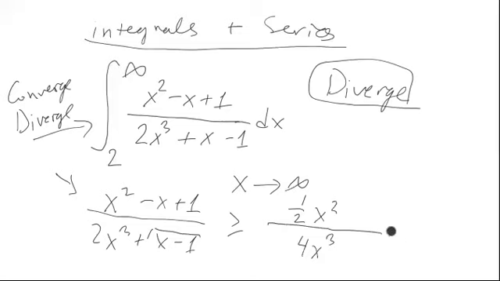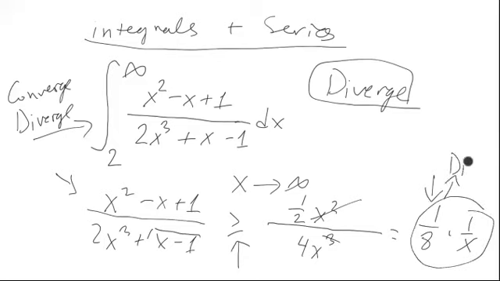Rearranging this and canceling out a couple of things, this looks like 1/8 times 1 over x. We have 1 over x. So we have found our constant, and we have established our inequality. Therefore, since this diverges, then this must as well. We have just proven that this integral diverges.